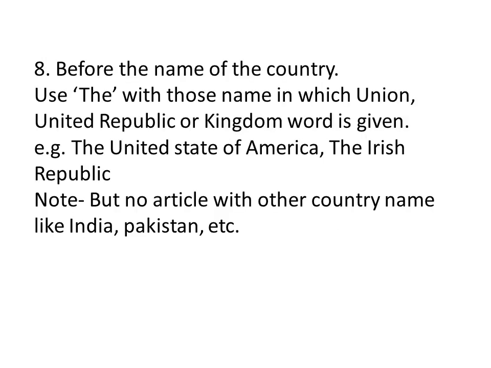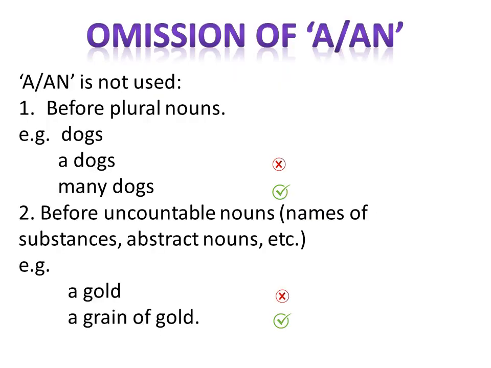Point number 8, before the name of a country, use the with those names in which the word Union, United, Republic or Kingdom is given. For example, the United States of America, the Irish Republic, but no article with other country names like India, Pakistan, etc. Now, omission of a or an. A or an is not used before plural nouns. For example, dogs. We don't say a dogs, we say many dogs. Point number 2, before uncountable nouns.